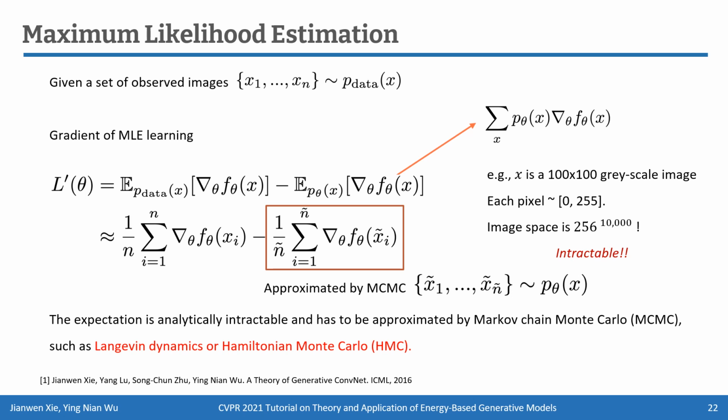Consider x is a 100 by 100 grayscale image, and each pixel can take a value from 0 to 255. The image space is too big to do summation over x for computing the expectation according to the definition. Therefore, it has to be approximated by Markov chain Monte Carlo, MCMC, methods such as Langevin dynamics or HMC. To be specific, we can sample x tilde from the model distribution and use the sample average to approximate the expectation.